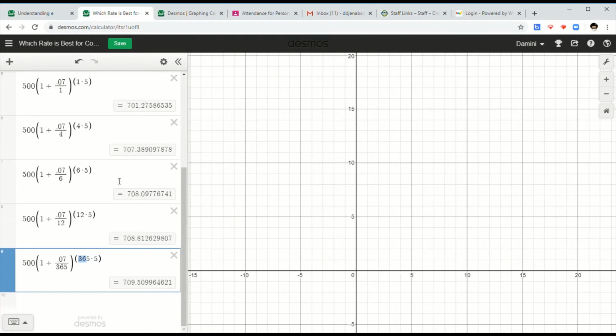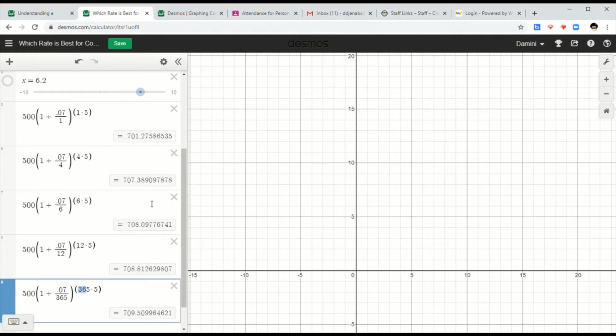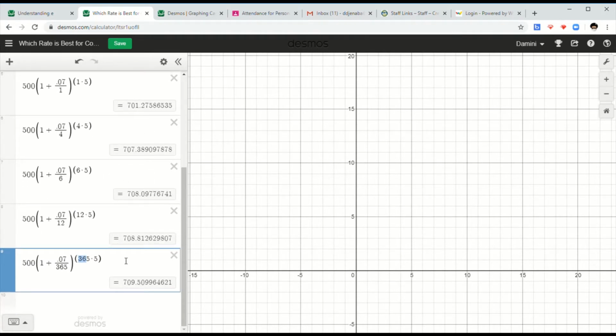Now, how does this apply to the letter E? So, little history on this. Bernoulli, mathematician guy, he was interested in compound interest. He was interested in this phenomenon where, hey, my money is growing as long as I'm compounding more often. But he was wondering, well, what if I was compounding instead of daily? What if I was compounding hourly? What if I was compounding every minute? What if I was compounding every nanosecond? How much money could I get out of this idea of compound interest?